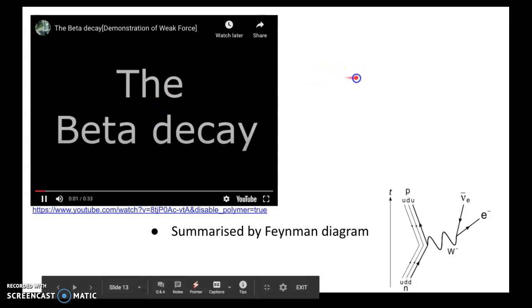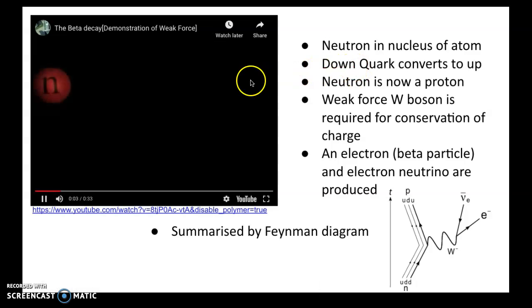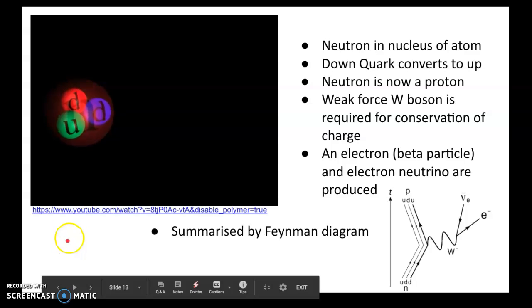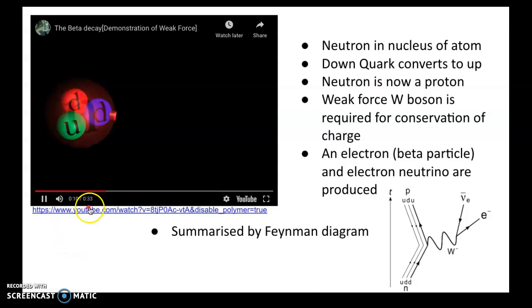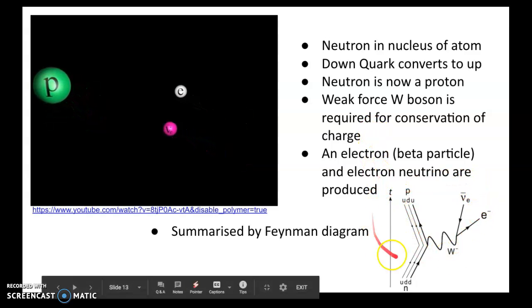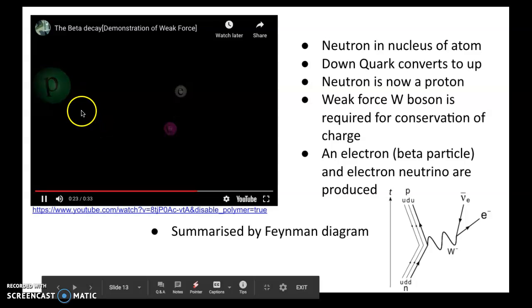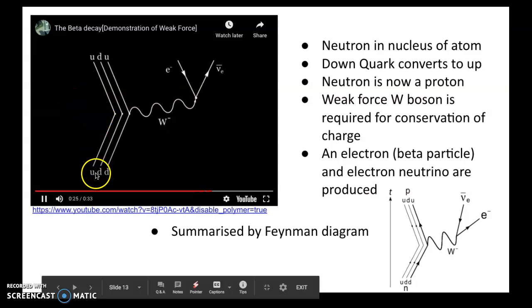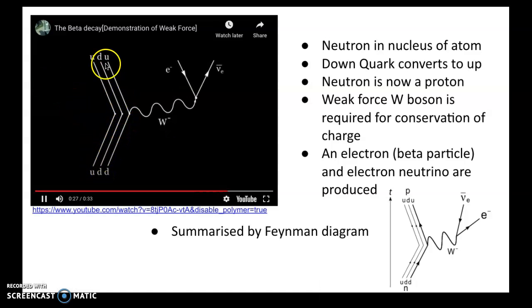So there's a YouTube clip here, and we've got initially the neutron coming in, which is in the nucleus of the atom, 2 downs, 1 up, and that has the weak force, which converts one of the downs to an up, but that weak force has to produce an electron and its neutrino. And that's drawn in the way of one of these Feynman diagrams. So you can see the Feynman diagram has got what was going on there. That's coming in, that's leaving, and that's the weak interaction producing the electron and the neutrino.